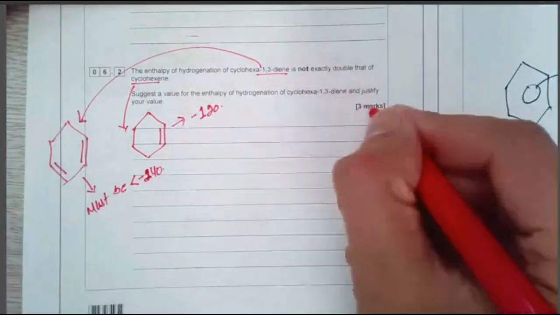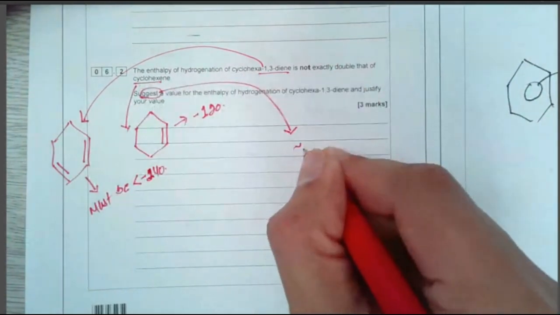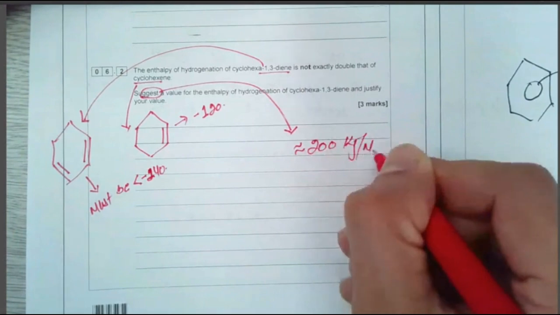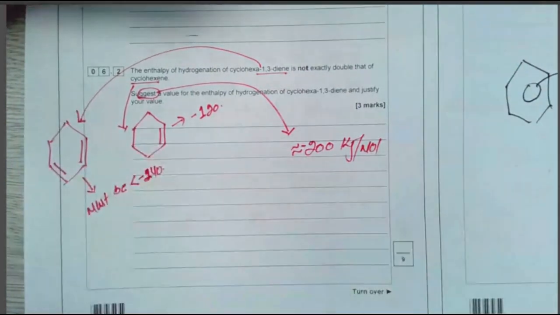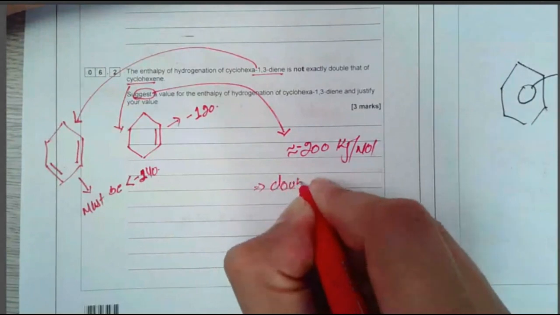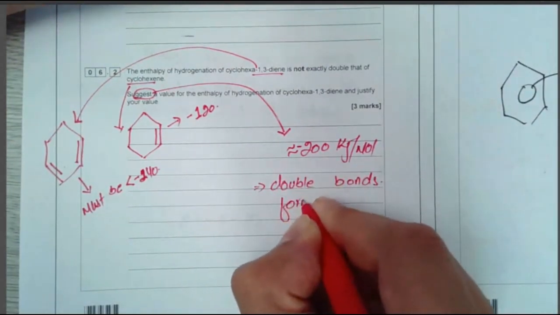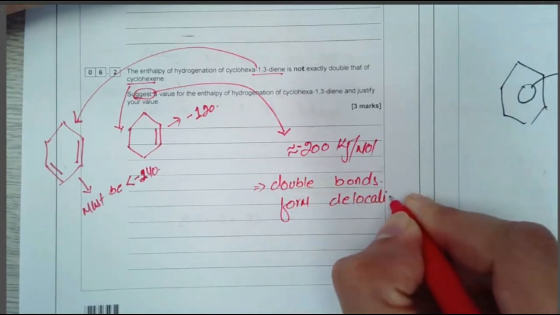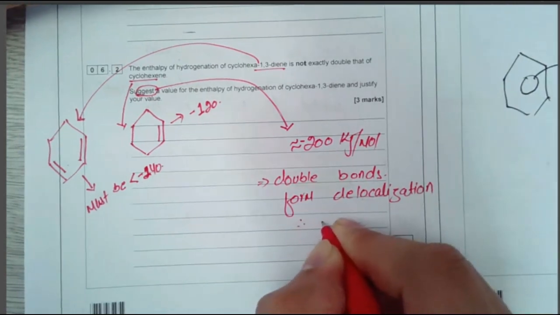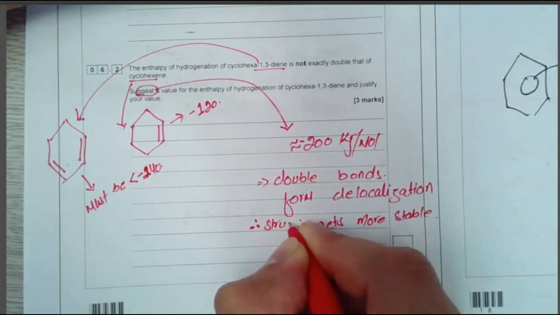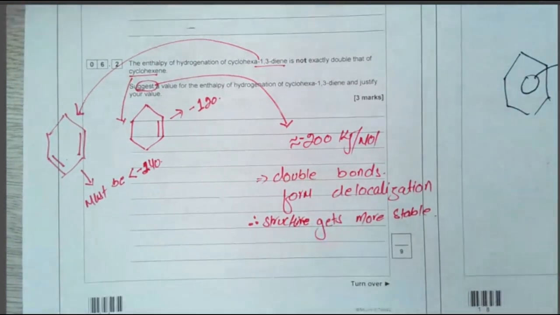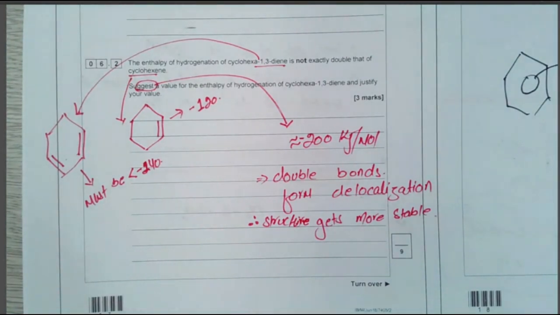So I can say, when it comes to this, about minus 200 kJ per mole. Why am I saying this? Because look, these bonds are next to each other, so what will they do? There will be some sort of delocalization. So I can say double bonds form delocalization, therefore get more stable. Therefore the structure gets more stable. Done.